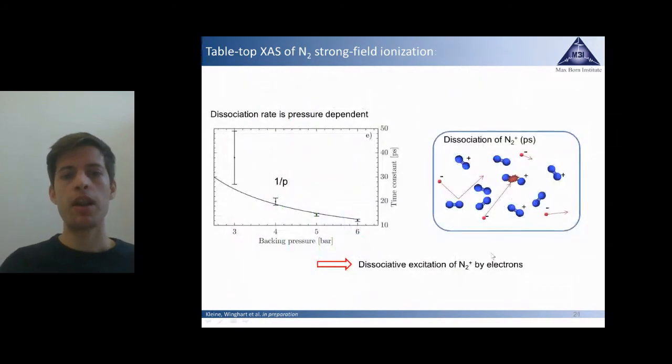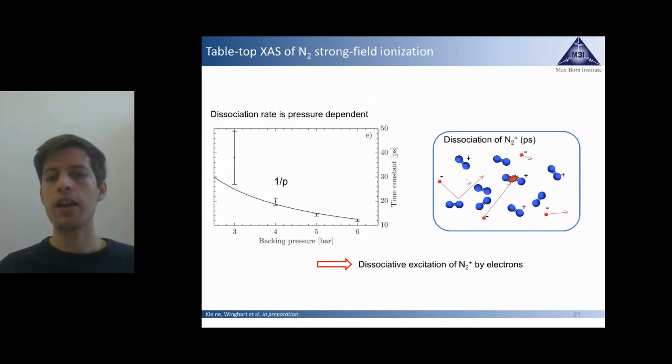And our preliminary analysis of this has been supported by pressure-dependent measurements, where we observe that the dissociation rate changes with pressure. So that means there have to be some collisions leading to this fragmentation into atoms and atomic ions. And our analysis with the kinetic energy distributions of the electrons that we expect and the cross sections lets us think that it is electron collisions with nitrogen cations, and the mechanism is mostly driven by this dissociative excitation of N2+ by the electrons.